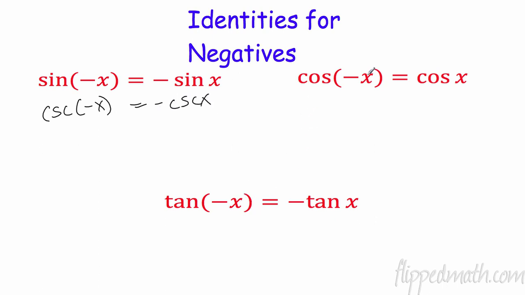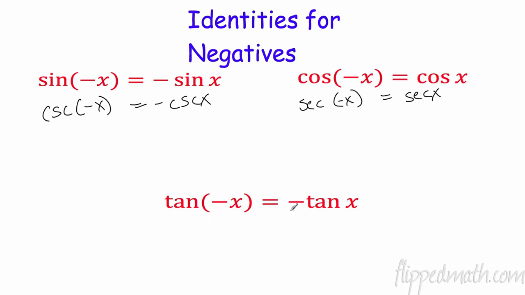Cosine of negative x equals the cosine of x. So in this case, it's the same thing. The negative really doesn't affect anything. And along those lines, same with secant. The secant of negative x equals the secant of x. So when we have cosine and the negative inside, it comes out as positive. When we have sine, negative inside, it comes out as negative.